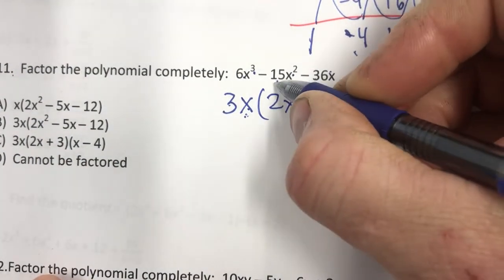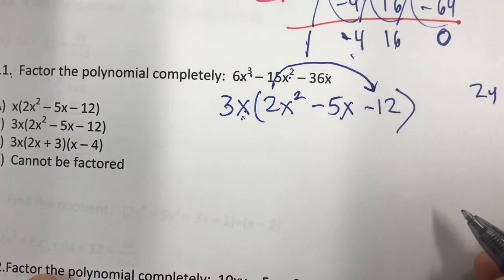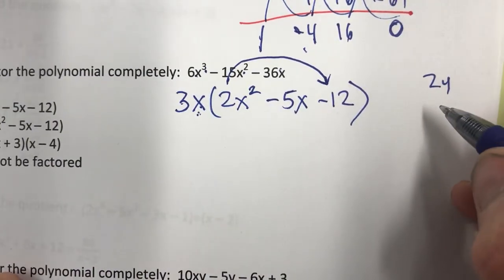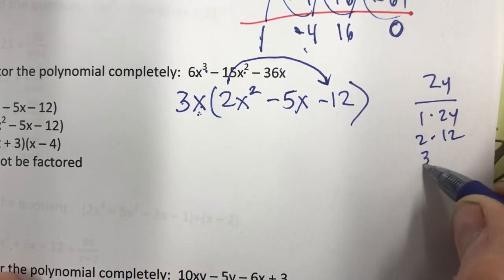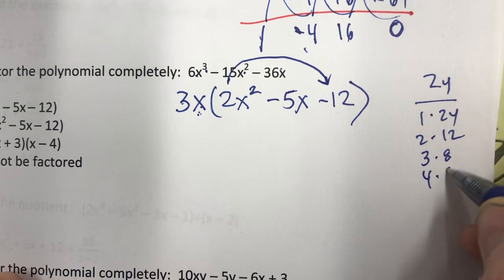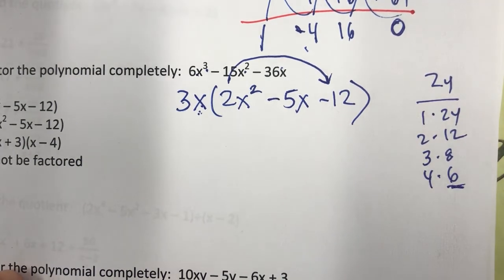Now remember, since there's a number in front here, 2 times 12 is 24. Okay. So 24 divided by 1 is 24. 24 divided by 2 is 12. 24 divided by 3 is 8. 24 divided by 4 is 6. 24 divided by 5 is a decimal. And then 6 is over there, and that's all my options.